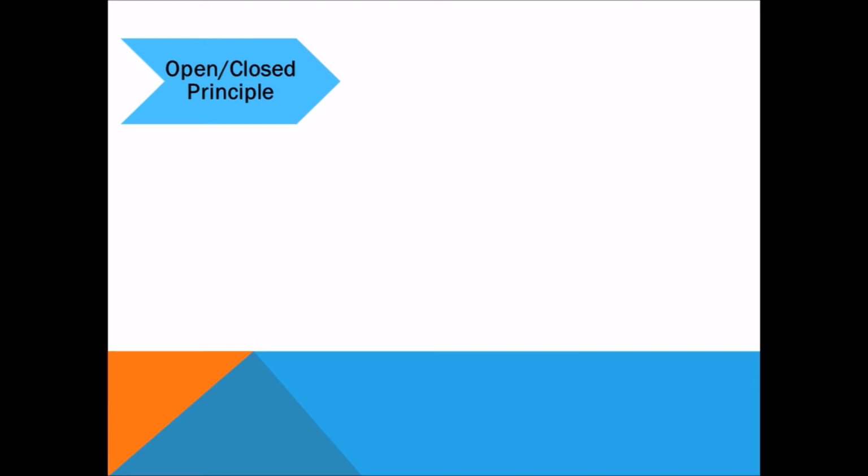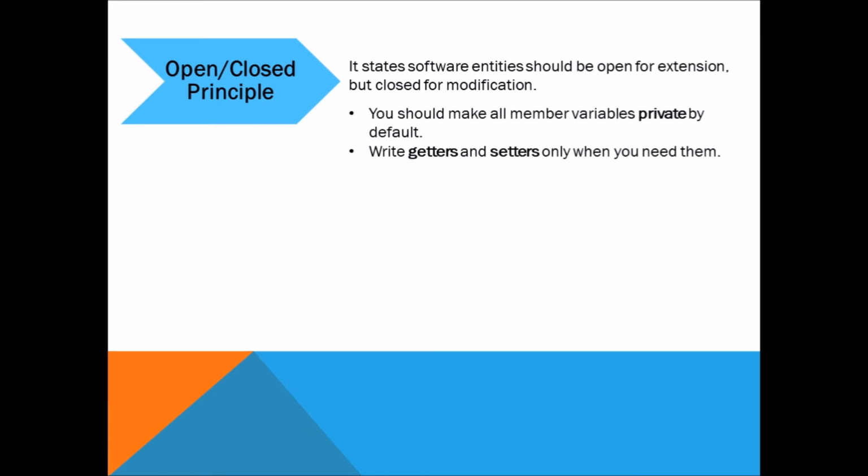Second is the Open-Closed Principle. It states software entities should be open for extension but closed for modification. To put this more constructively, you should write a class that does what it needs to do flawlessly and not assume that people should come in and change it later. So for that, you should make all member variables private by default. Write getters and setters only when you need them.